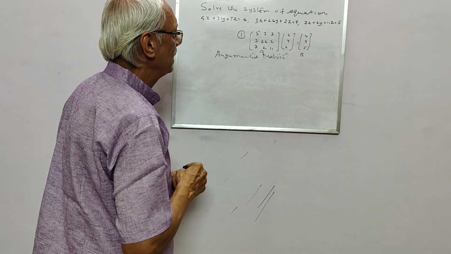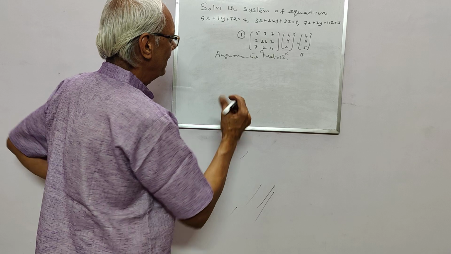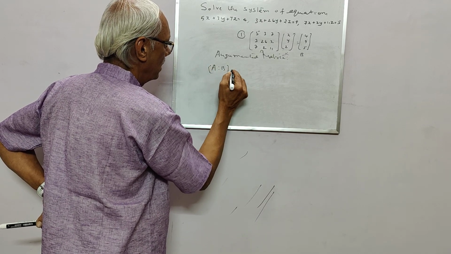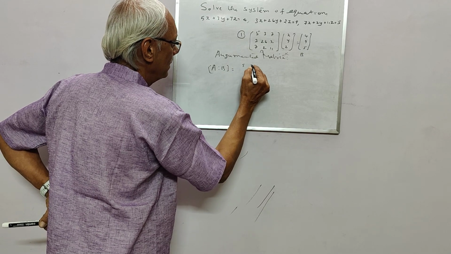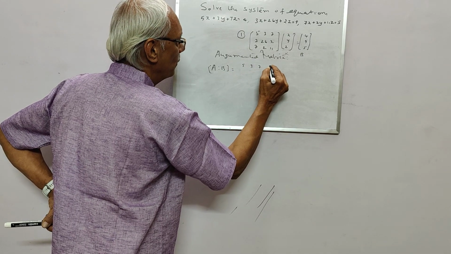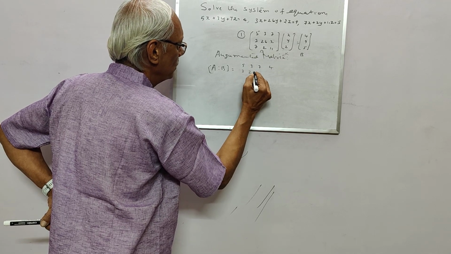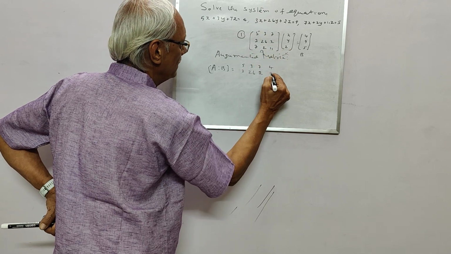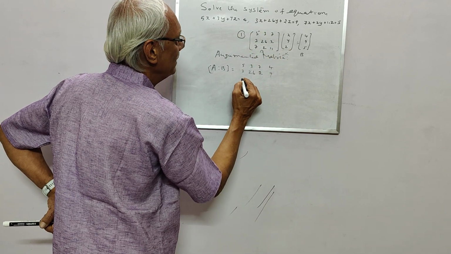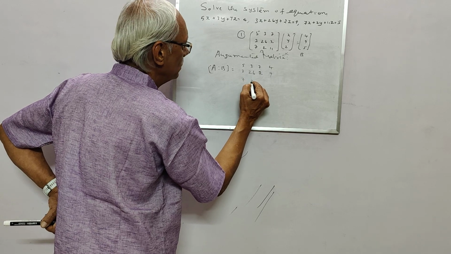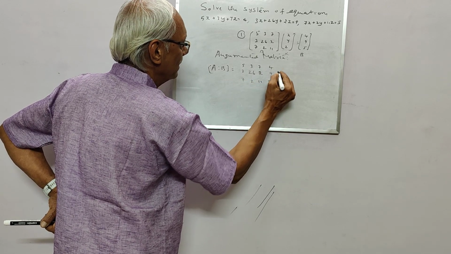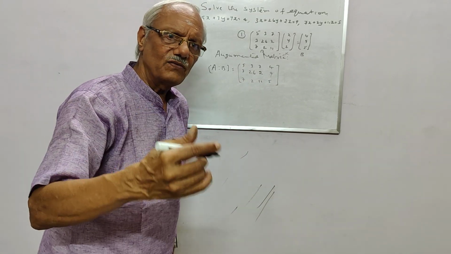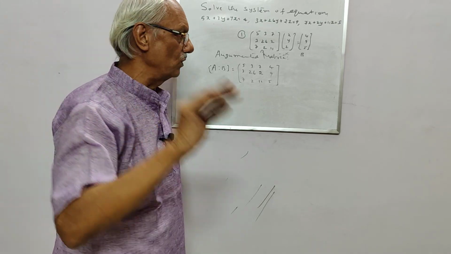Now what is your augmented matrix? The augmented matrix is 5, 3, 7, 4; 3, 26, 2, 9; 7, 2, 11, 5. This is called your augmented matrix. Now let me find the rank of the matrix and simultaneously solve. We will solve it, okay?